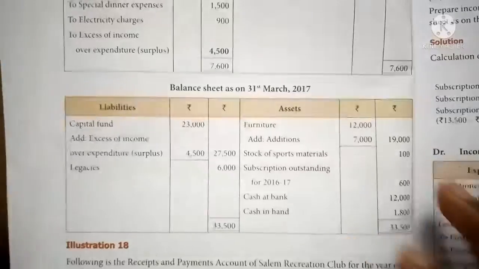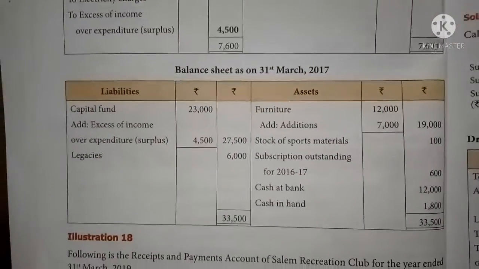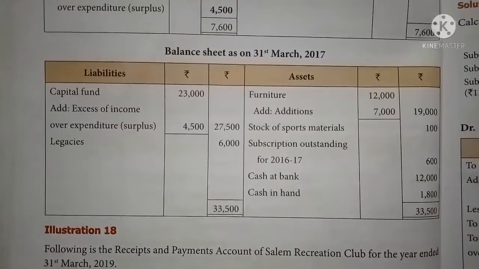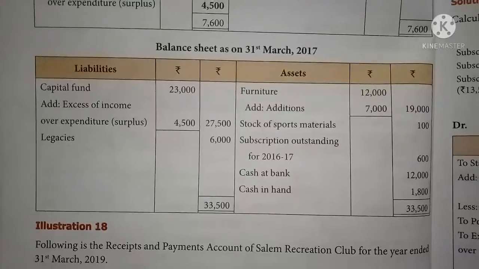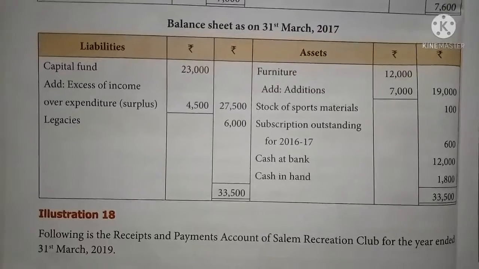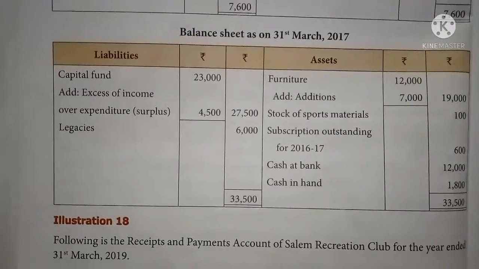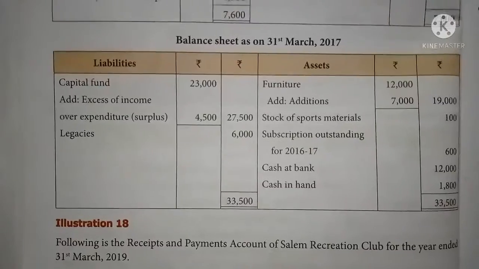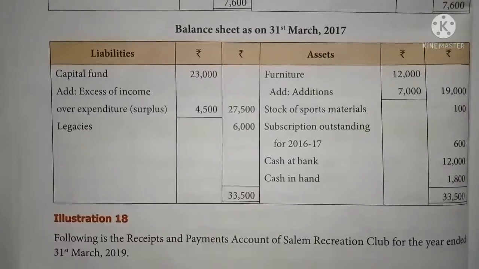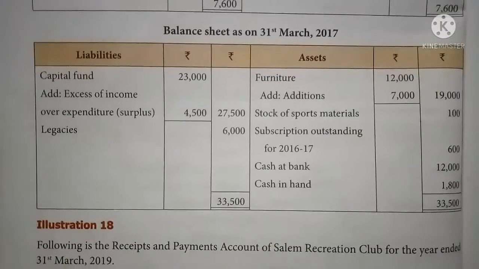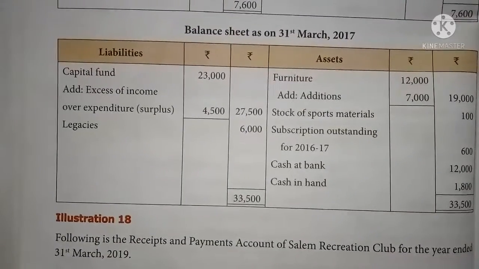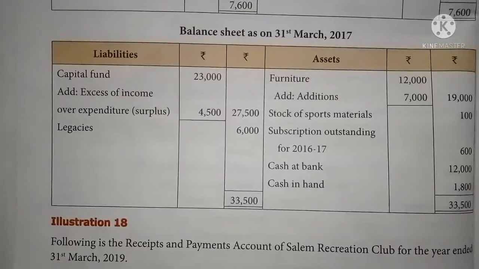Next, come to the balance sheet point of view. So in the balance sheet, you can write the heading first, that is balance sheet as on 31st March 2017, and make necessary columns: in the debit side, that is the left side, liability and amount column. In the right side, asset and amount column. First write the asset, furniture: opening amount is 12,000. Add current year purchase additional 7,000, the total amount is 19,000. Then stock of sports material rupees 100, it is given in the adjustment.